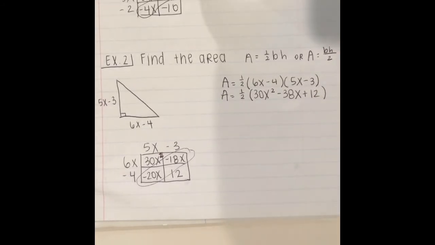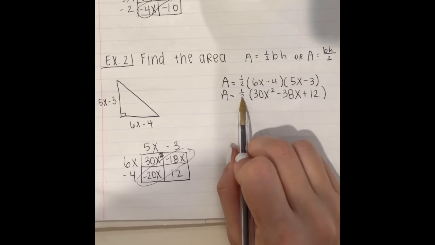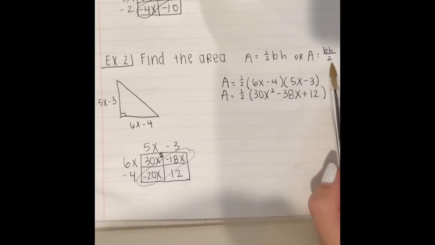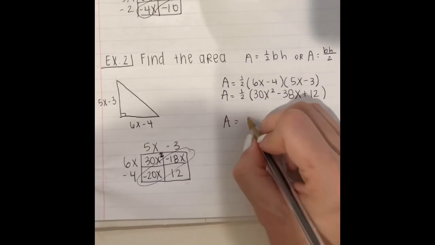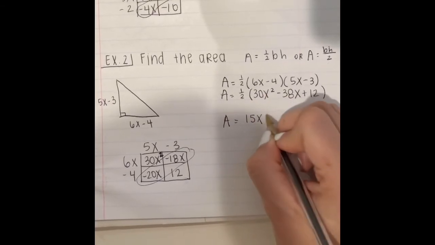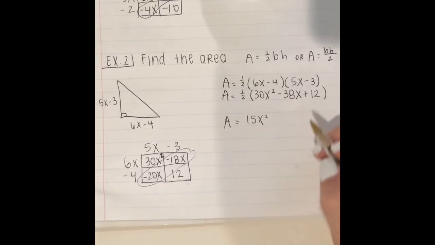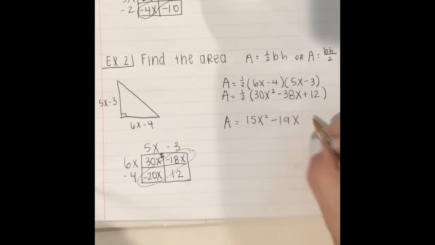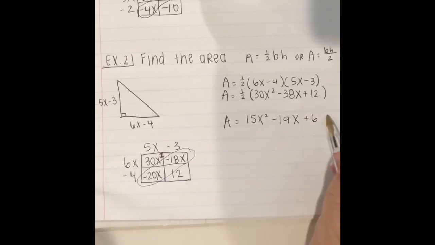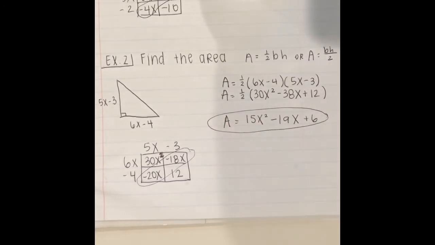All right. And then we gotta multiply these by 1/2, which is just the same as dividing by 2. So half of 30 is 15x squared. Half of negative 38 would be a negative 19x, and half of 12 would be 6. And that's it.